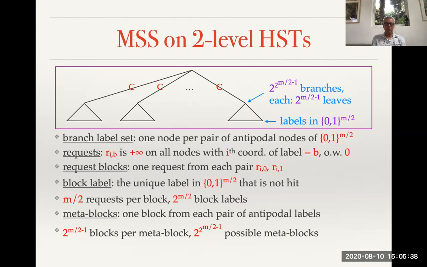We're going to construct blocks of requests as follows. So we'll pair the requests into pairs RI0, RI1. So these are requests that hit the leaves with ith label 0 and the leaves with ith label 1. So they're hitting disjoint sets of leaves, of course. And we're going to pair these requests and then choose one request from each pair for all I, and that's going to be a block.